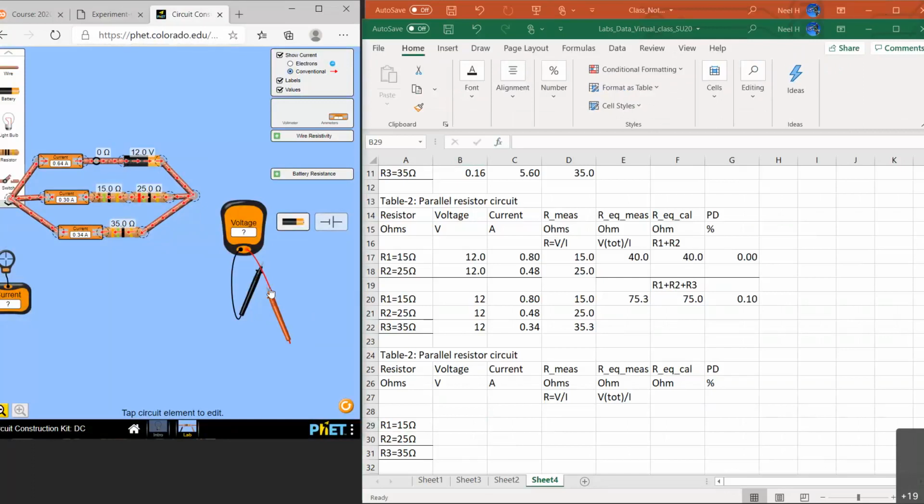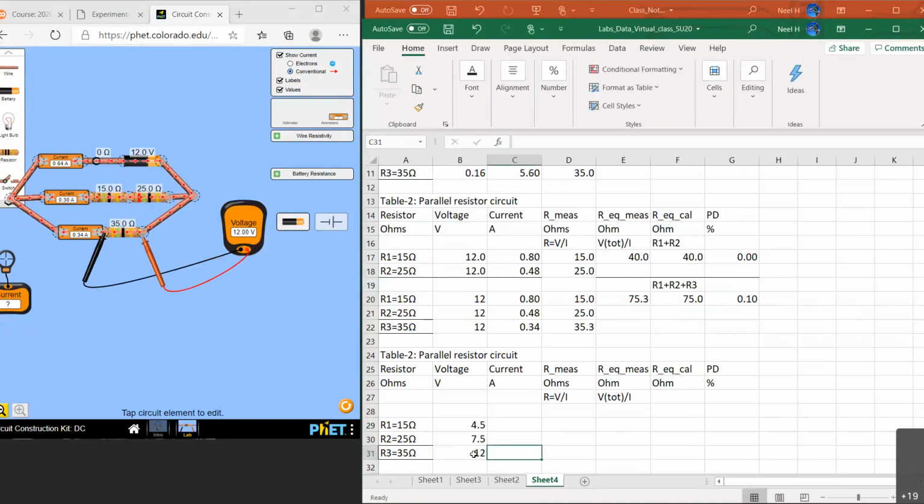Okay, I need voltage across each resistor. Resistor number 1, voltage across this one is 4.5. Voltage across resistor number 2, 7.5. Voltage across resistor number 3 must be 12, right? Because it's directly connected to the input voltage. So that should be 12.